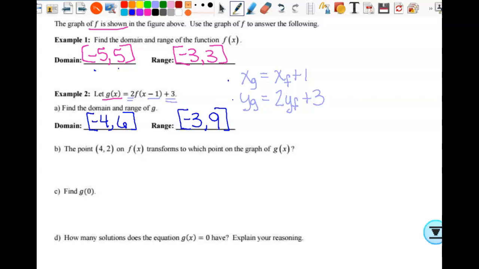Okay, so now these are strictly x values, strictly y values, but now here's a point on f of x, and I want to know what that ordered pair is going to be if it's g of x, and you're going to use these exact same little equations here. Find your new ordered pair.